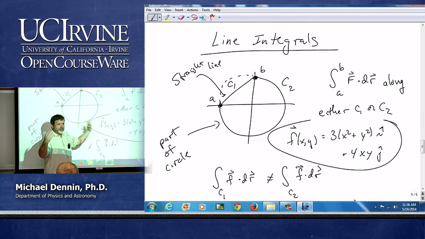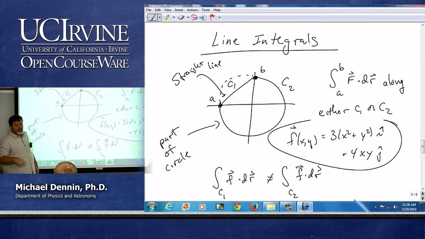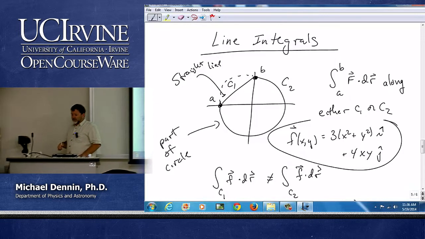Not because the curl's 0, not because anything like that, just because of another symmetry in the problem. So you will get the same answer. You get a different answer by a minus sign if you go this way or this way, because the direction matters in a contour integral for the minus sign.